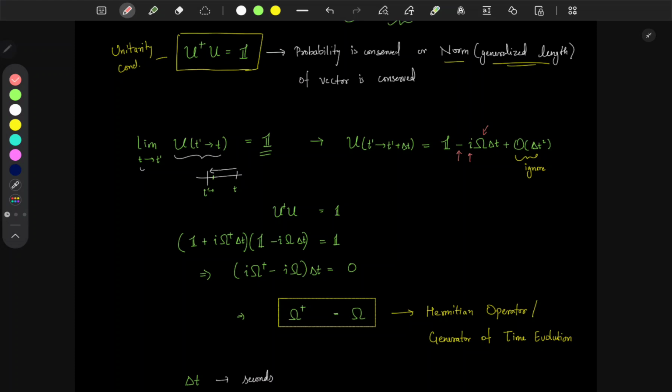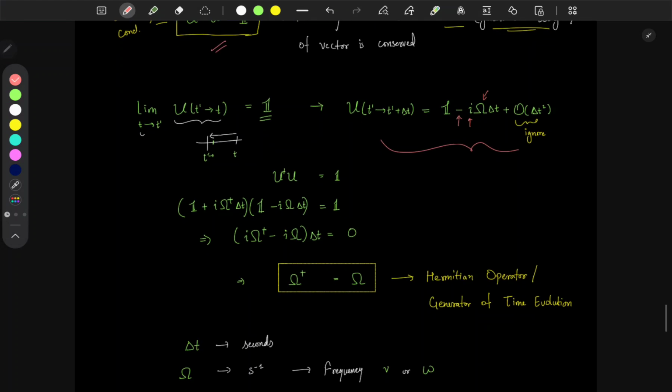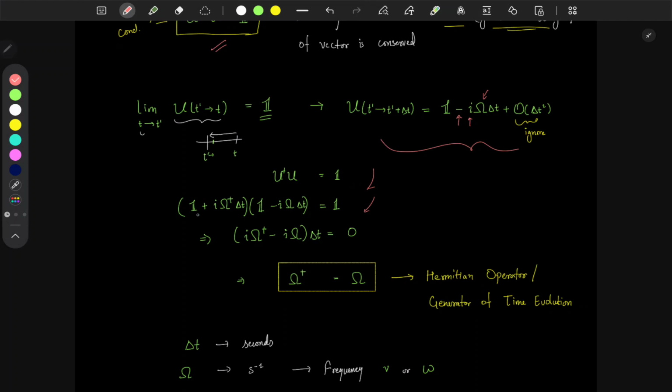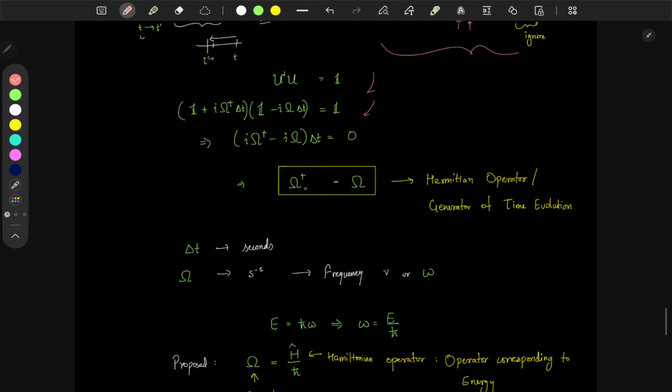Okay, now assuming this form, and we know that the time evolution operator satisfies this unitarity condition, you plug this expression in up to the first order, and then you do the calculation. You just put it here, the identity will cancel out this identity, and you will be left at first order with this thing, which eventually will give you that omega dagger is the same as omega, that is, omega is a Hermitian operator. Now see, we discussed Hermitian operators, and here we got our first Hermitian operator. Now what is this omega actually?